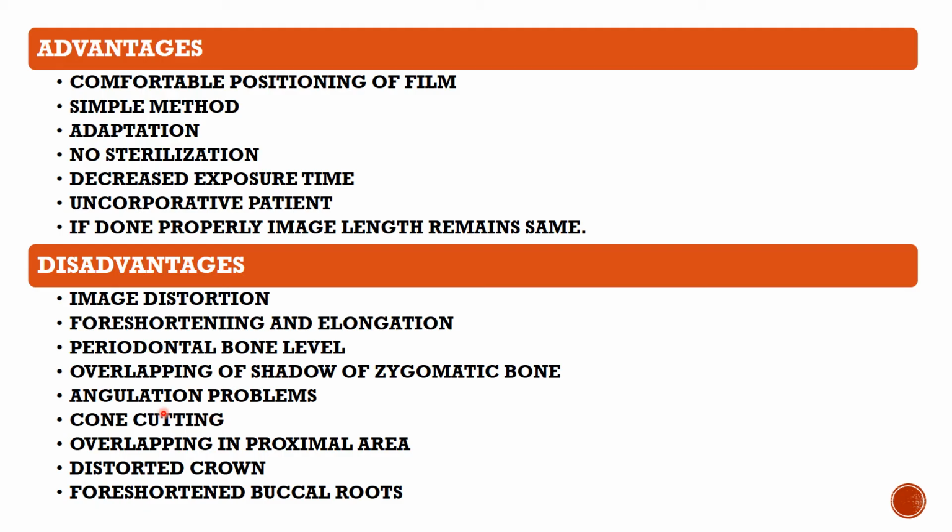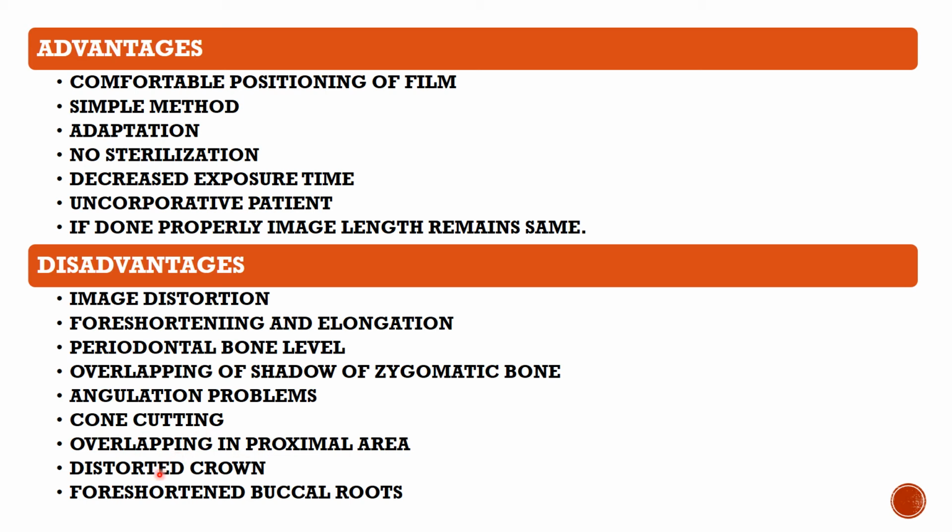Then there can be cone cutting. Coning off, or cone cutting, may result if the central ray is not aimed at the center of the film. As we have seen in the projection geometry, your film should be positioned center to the center of the tooth which you are taking. And if you are not positioning the film properly in the center, it will lead to cone cutting.